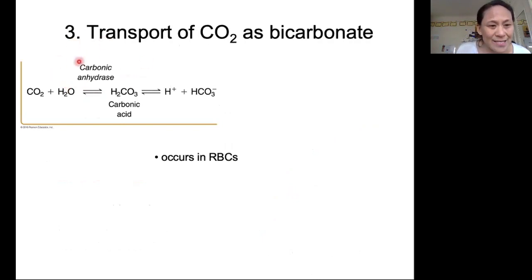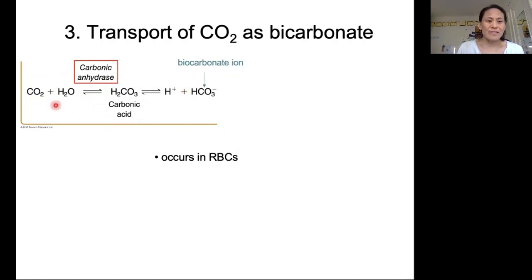We have an enzyme called carbonic anhydrase, which is located in our red blood cells. Carbonic anhydrase catalyzes the conversion of CO2 and water to this molecule here, which we call carbonic acid. Carbonic acid is very short-lived and dissociates easily into hydrogen ion and this molecule here, which is bicarbonate ion.